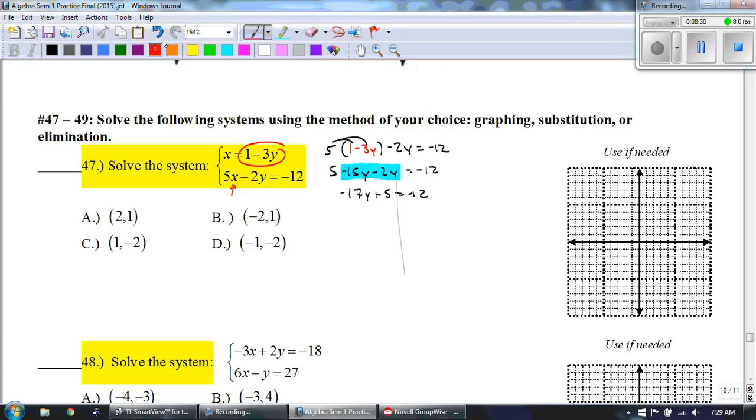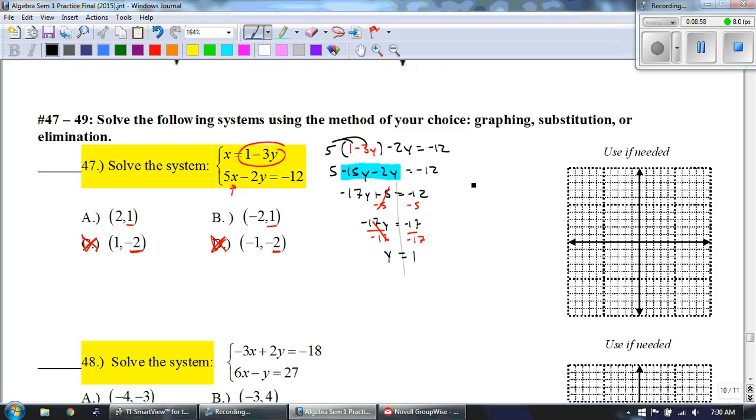And once we start solving now, we're going to subtract the 5 from both sides. -17y equals -17. Divide both sides by -17. And I get that y equals 1. So when I'm looking at my answers right here, I'm looking to see which ones have y as 1.